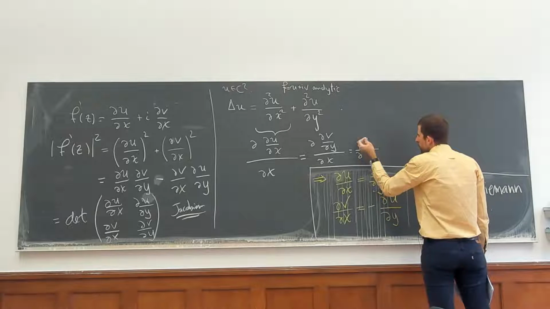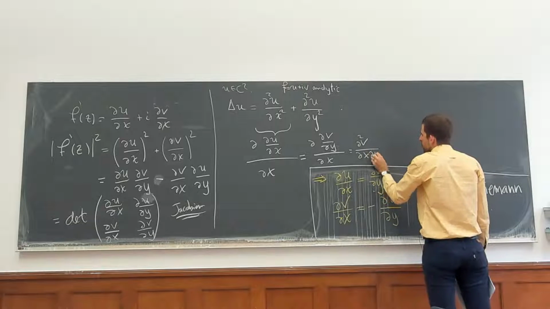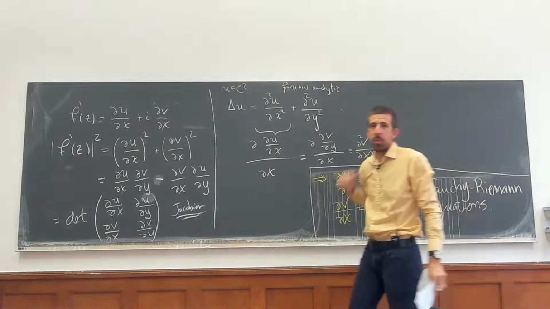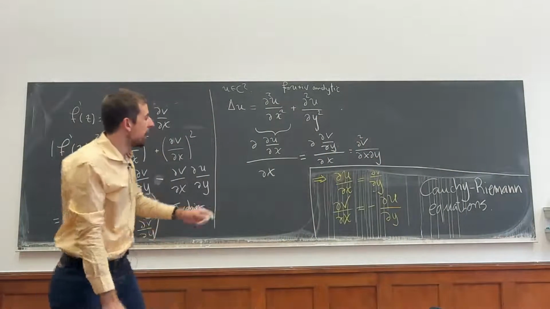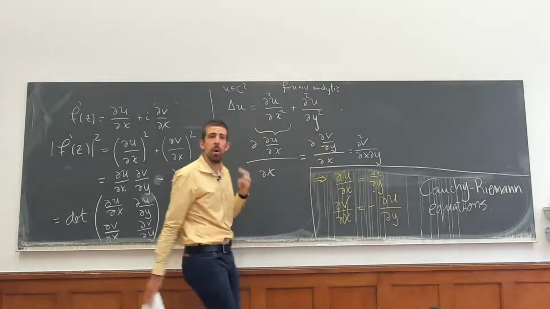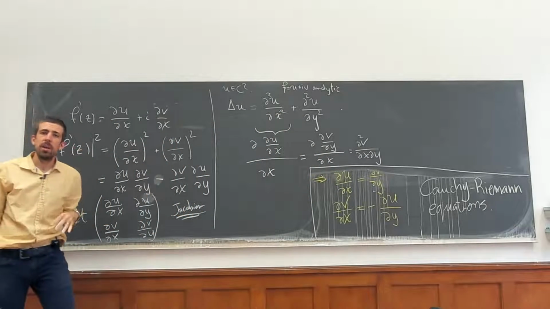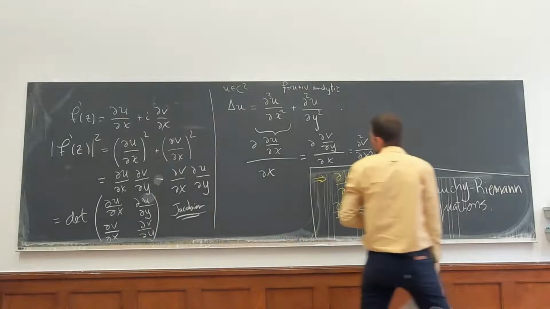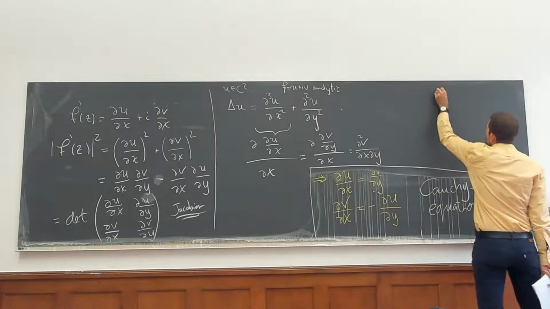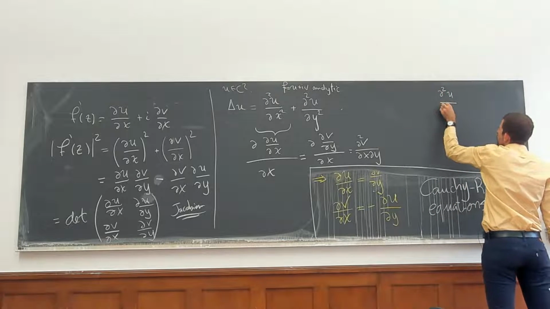Okay, so I just differentiate twice. But if u and v are both twice differentiable and continuous, then it doesn't matter if I differentiate first with respect to x or first with respect to y. We know from multivariate calculus that these partial derivatives are the same. Okay, so now let's see what happens with this term. We'll do exactly the same thing.